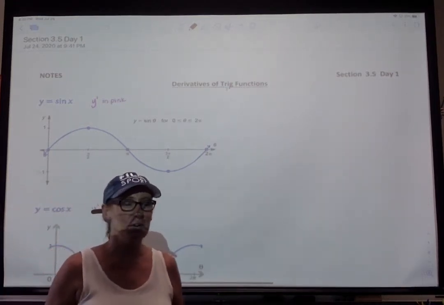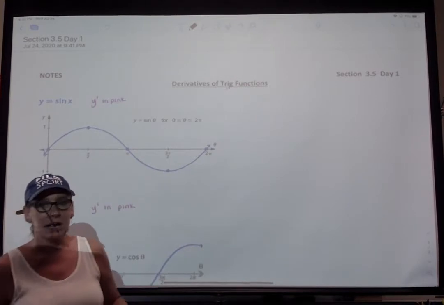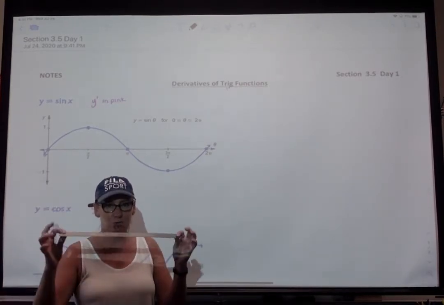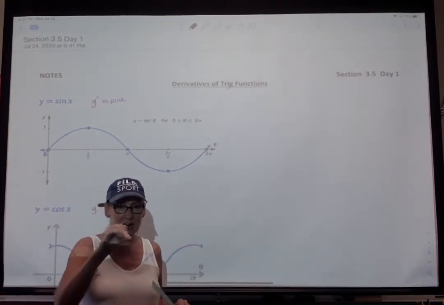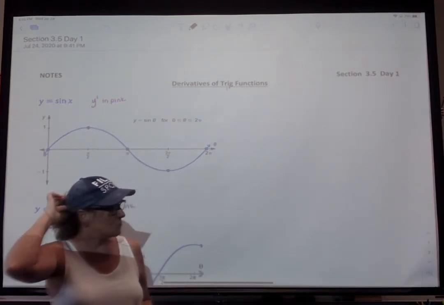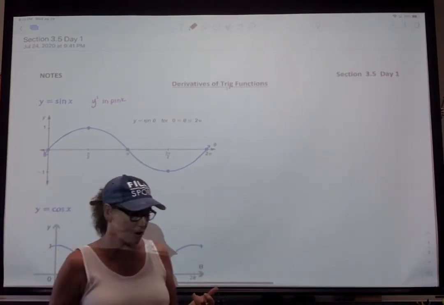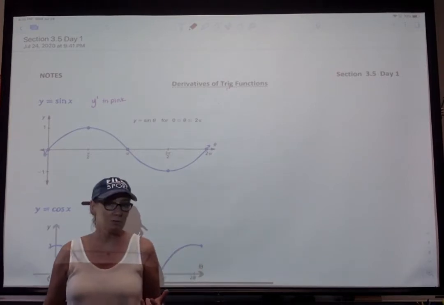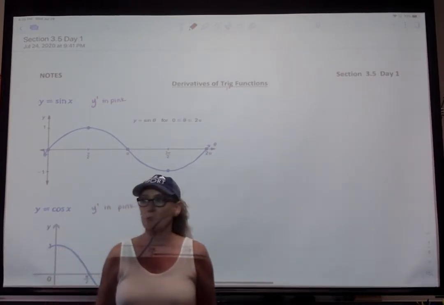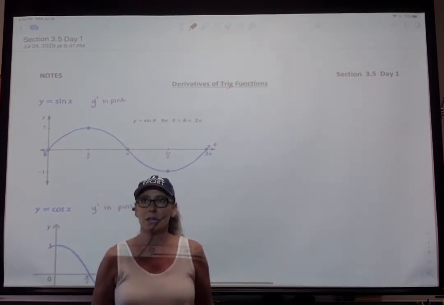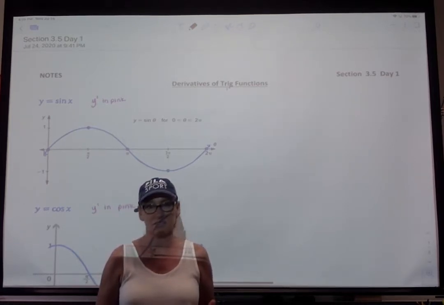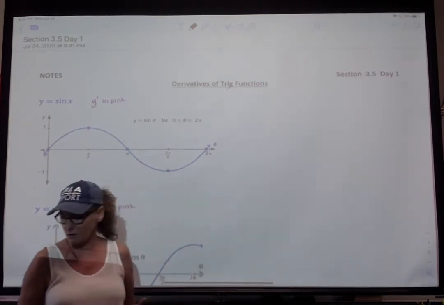Today I'm going to show you how to do more derivatives, and I'm going to use my toothpick. So you might want to take out your own little toothpick if you have one handy. So far I've shown you how to do derivatives of polynomials. I've shown you the product rule, the quotient rule, and derivative of a constant. That's pretty much it so far.